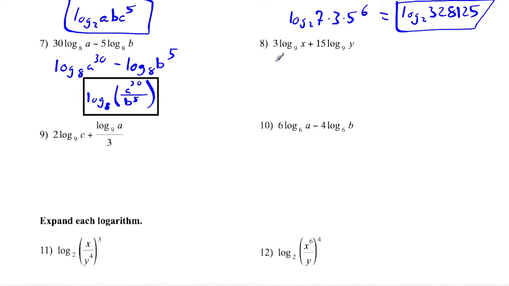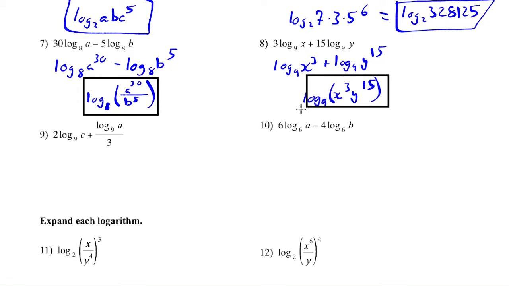Next up, log base 9 of x to the 3rd plus log base 9 of y to the 15th. So we get log base 9 of x to the 3rd, y to the 15th. Put that in parentheses so it shows I'm taking the log of the whole thing.